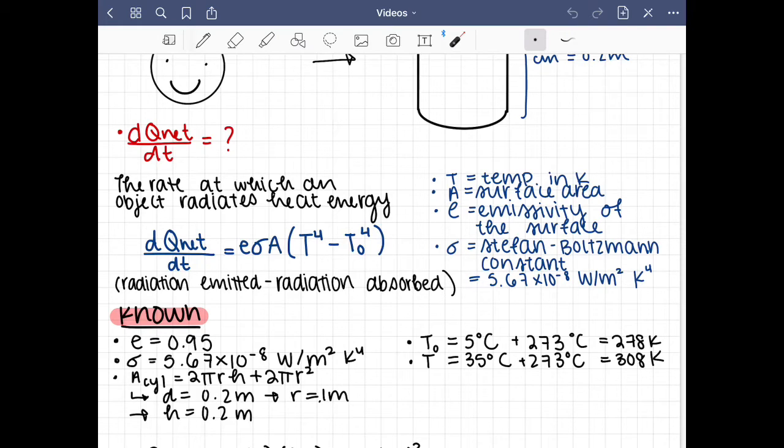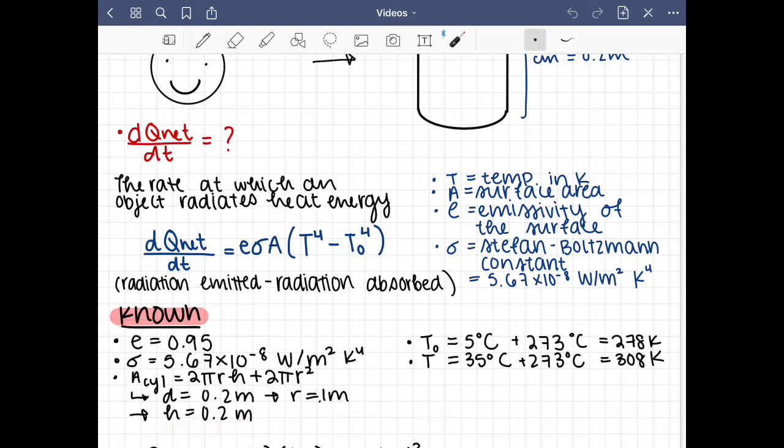Then we would also need the surface area, which we weren't given, but we were told to model the head as a cylinder, and we know to find the surface area of a cylinder, we can use this equation. To use the equation, you need radius and you need height. We can get the radius because we were given diameter, and then we were given the height.